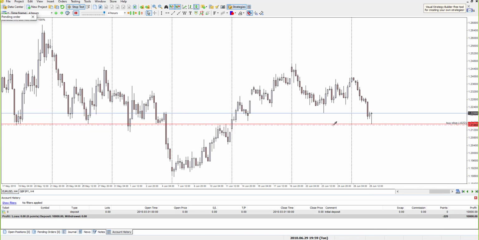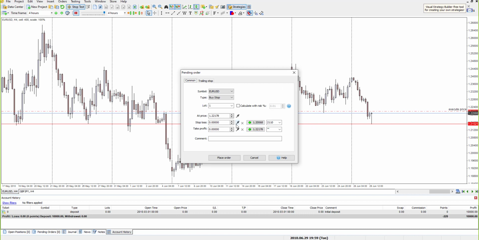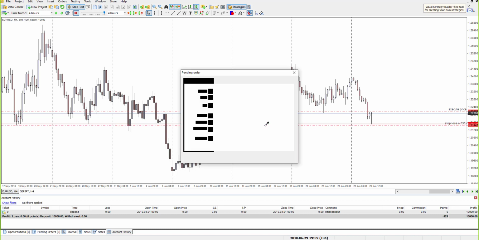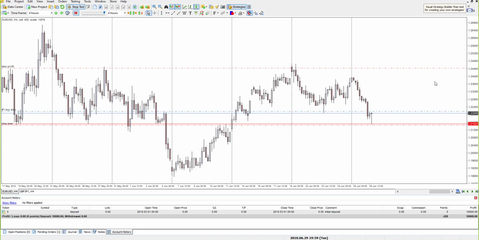Now, I'm not trading with the trend here. I am simply deciding to trade this bounce here. So I go buy stop right here, stop loss down there. So I got 73 pips of risk. So my take profit is going to be 219. We'll call it 225 to be just safe. I like to have a little bit more.